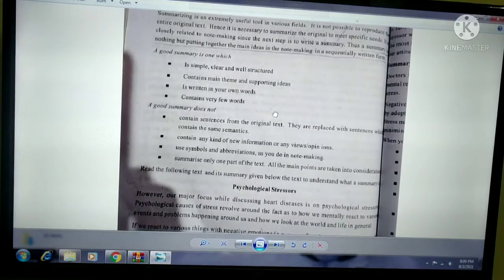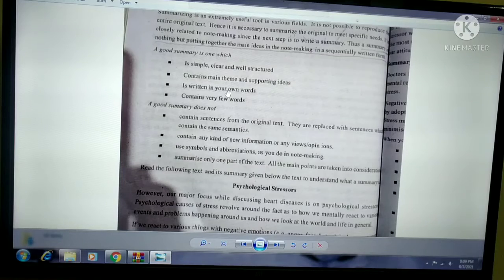So you can just go through. A good summary should be very simple and clear, and very short. It's written in your own words, in very few words. It should not contain sentences from the original text or quote the same words of the author, and so on. So that's the main difference between paraphrasing and summarizing.